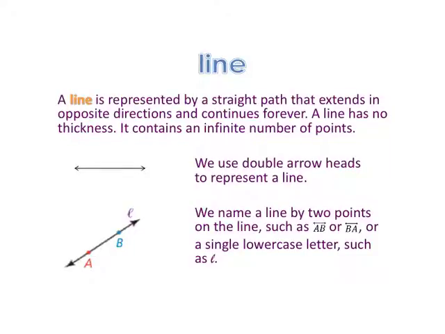A line is represented by a straight path that extends in opposite directions and continues forever. A line has no thickness and it contains an infinite number of points. We use a double arrowhead to represent a line. When we name a line, we can use any 2 points named on the line or a lowercase letter. So here, this could be line AB or line BA, or we could also call this line L.